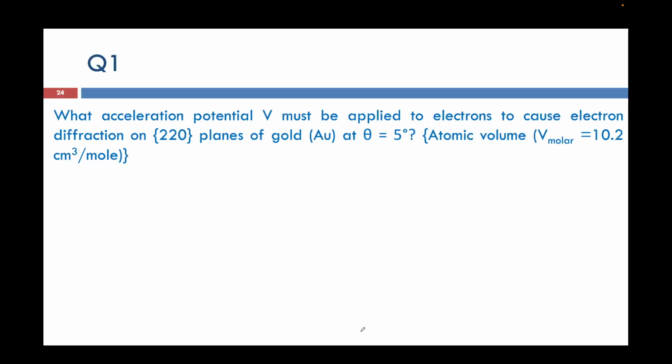The problem states: what acceleration potential V must be applied to electrons to cause electron diffraction on the 2 2 0 planes of gold, Au, at theta equal to 5 degrees. The atomic volume V molar has been given. So we'll do this problem. You can take 1 minute and then we'll solve this.